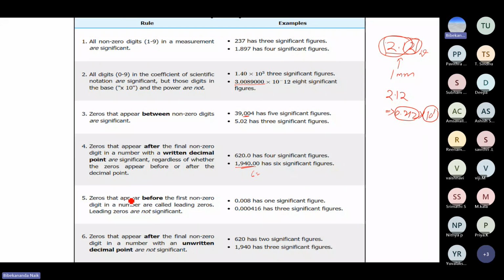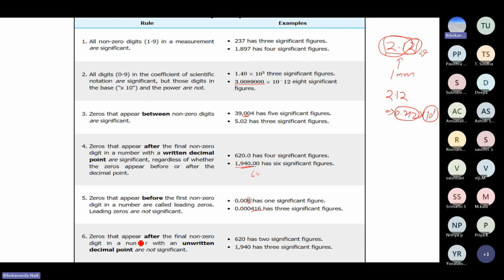But zeros that appear before the first non-zero digit in a number are called leading zeros. Leading zeros are not significant. Here you can see the zeros appearing before a non-zero number are not significant. Here the only significant number is 8, and here also the only significant number is 8. But when some non-zero numbers are present before 0 and it is a decimal number, then it is significant. These two rules are quite similar, but we have to remember which are significant and which are not.